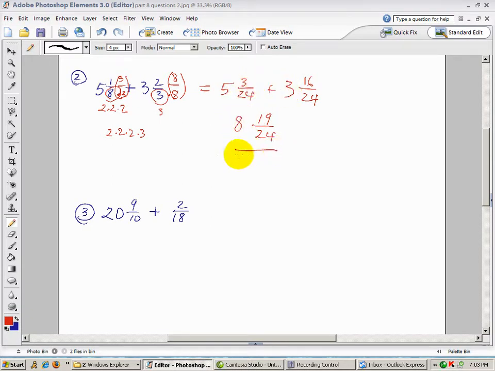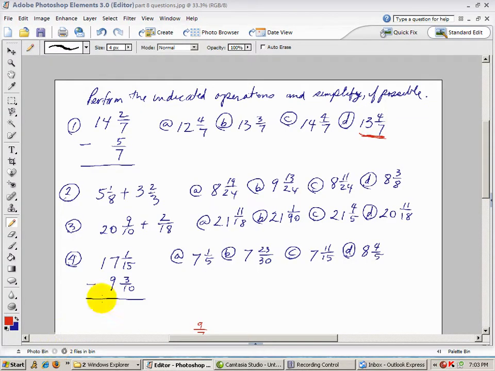So our answer should be this, unless of course this fraction is reducible, but 19 is a prime number and is only divisible by 1 and 19, but 24 is not. So our final answer should be 8 and 19/24. Let's see what that looks like. 8 and 19/24 is answer A.